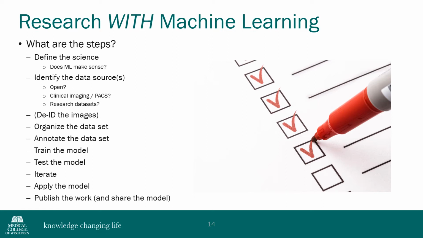Once you have that data identified, of course, you need to organize it, annotate it, and then develop the model, train the model, test the model, find out that it doesn't work, and try again, and try again, and try again. And once you get to that point where it is working, apply it in production. And then at the end, of course, publish that work and, continuing with the open model of the field, share that model with other investigators.